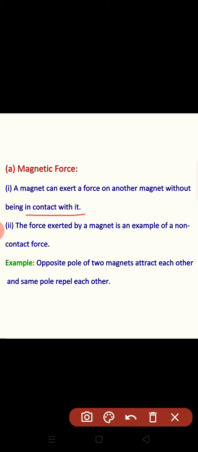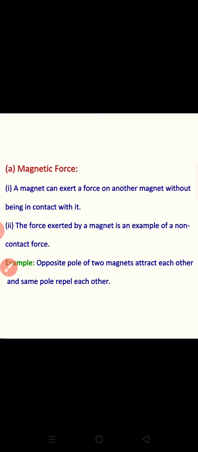For example, two opposite poles of magnets attract each other. And the same poles, such as south pole and south pole, are like poles, so they will repel each other. And unlike poles or opposite poles, such as north pole and south pole, will attract each other. These are examples.